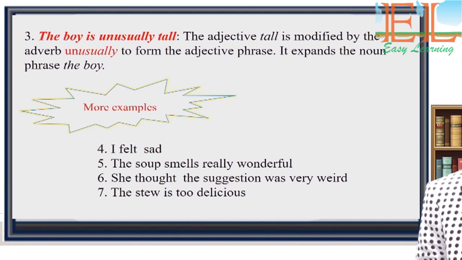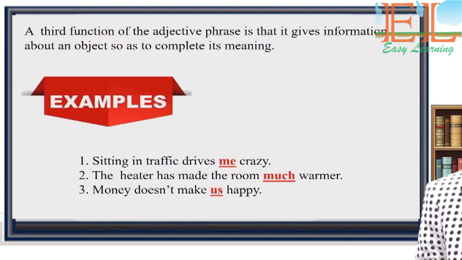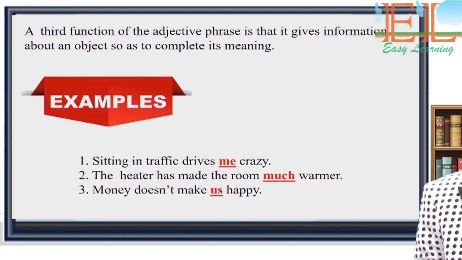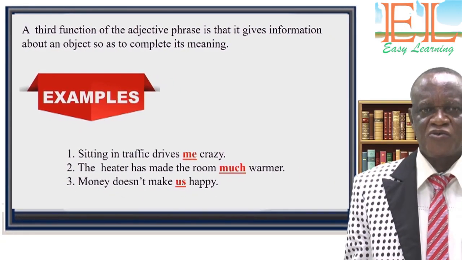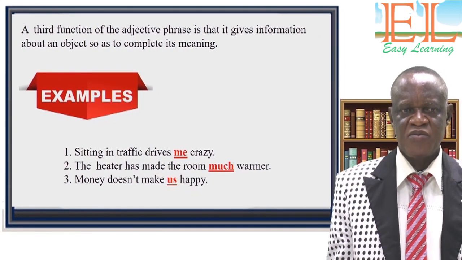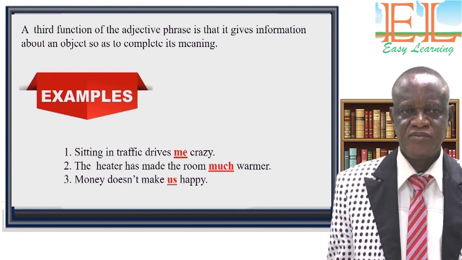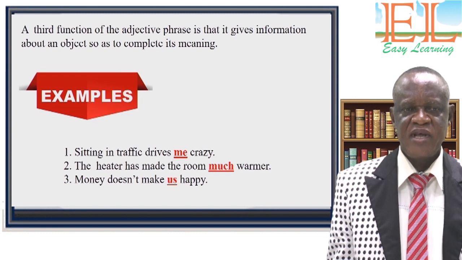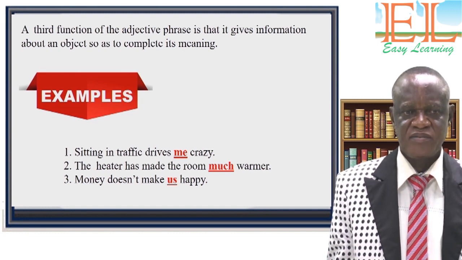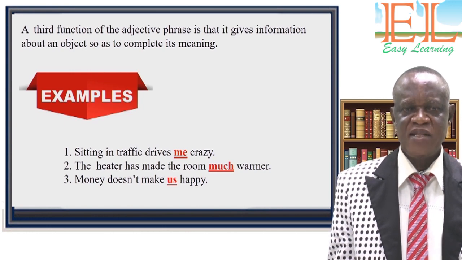A third function of the adjective phrase is that it gives information about an object so as to complete its meaning. Here are the examples we have on the slide. 1. Sitting in traffic drives me crazy. 2. The heater has made the room much warmer. 3. Money doesn't make us happy.